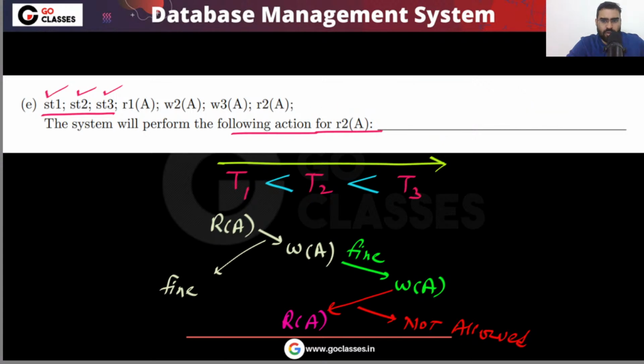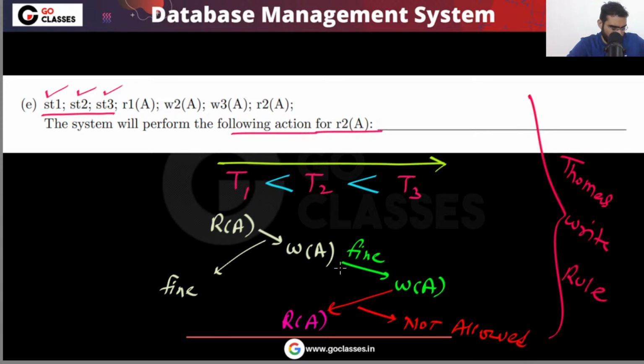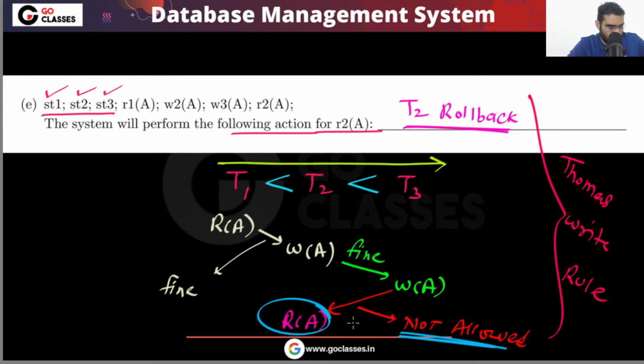What about the Thomas Write rule? Tell me, in case of the Thomas Write rule, what can you say? Nothing will change. Remember, in the Thomas Write rule also T2 will roll back, because remember, this is a read operation. This is not a write conflict. This is a read operation. So again, this will not be allowed in the Thomas Write rule.